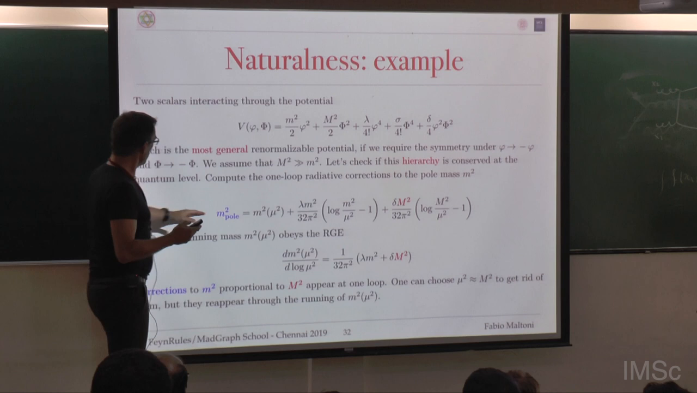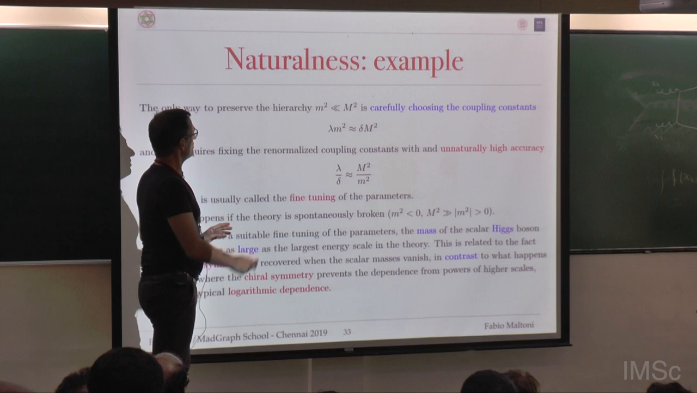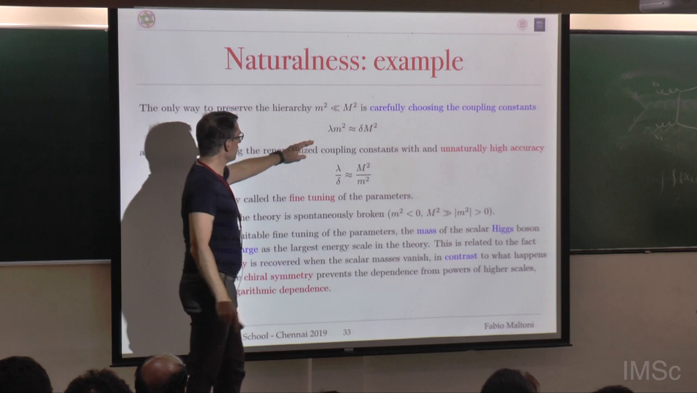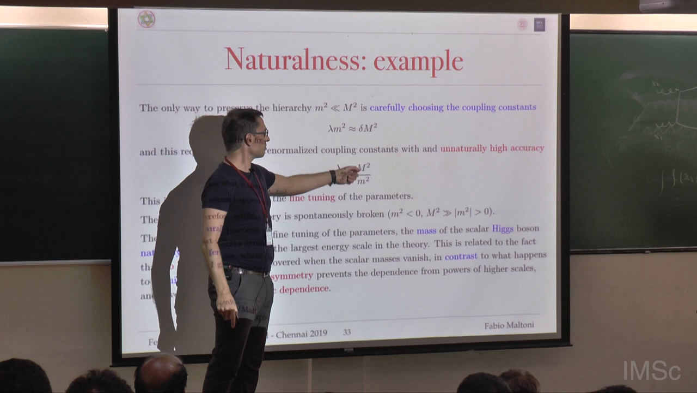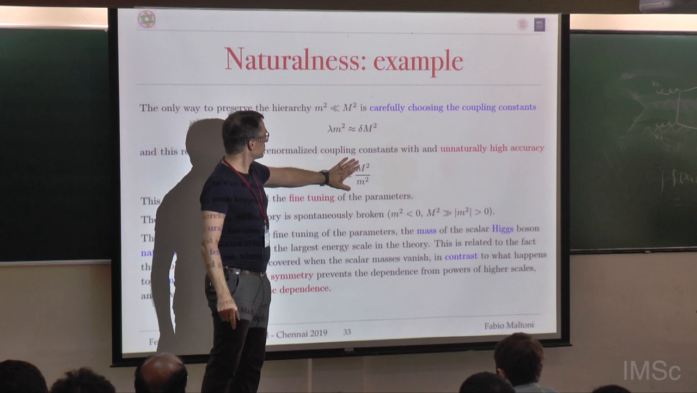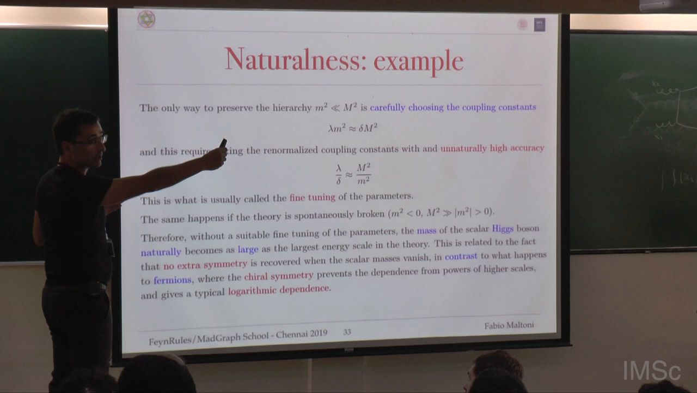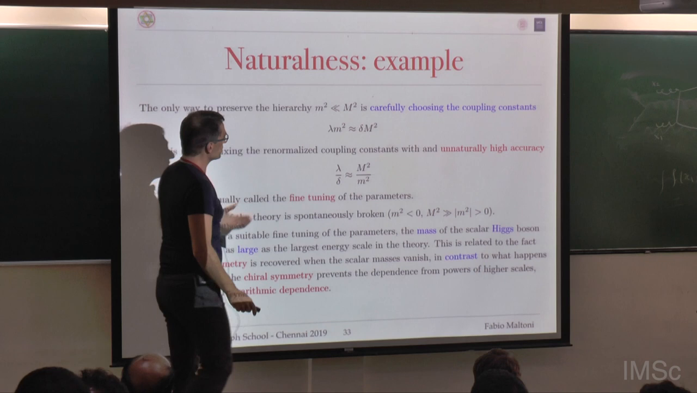So how do I fix this? The only way is to fine-tune delta. The only way is to say, well, these two terms are similar, and the only way to make these two terms similar is that I fine-tune delta proportional to the ratio of m squared over capital M squared. I have to fine-tune delta with respect to lambda to satisfy this relation. There's no other way. So, in a model where m, a low scale, is calculable and depends on physics at a high scale, there is no other way than some kind of fine-tuning to get m much smaller than capital M.